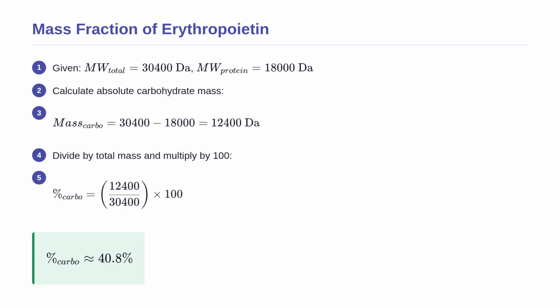Next, we divide this sugar mass by the total mass of 30,400 and multiply by 100 to get a percentage. The final answer is approximately 40.8%. Physically, this means nearly half of this crucial hormone is made of sugar, proving that carbohydrates are massive structural components, not just tiny tags.